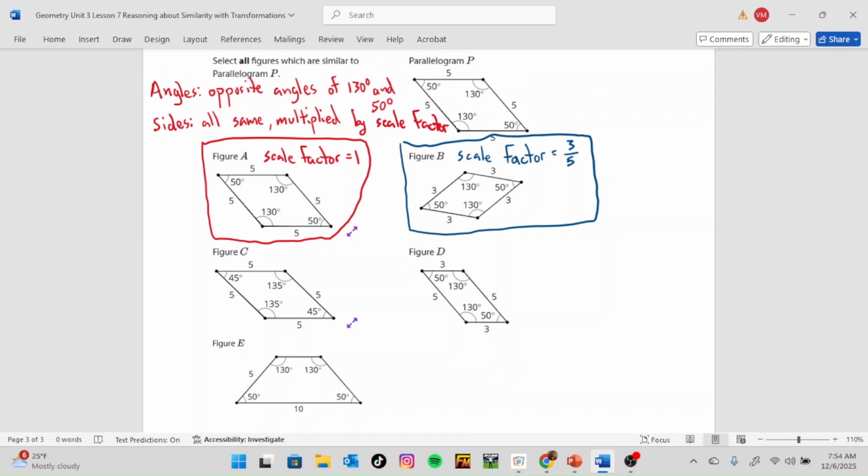Now let's look at figure C. We need opposite angles of 130 and 50. This has angles of 135 and 45. So this has wrong angles. We can stop looking right there. If it doesn't have the same opposite angles, we know right away it's not similar.